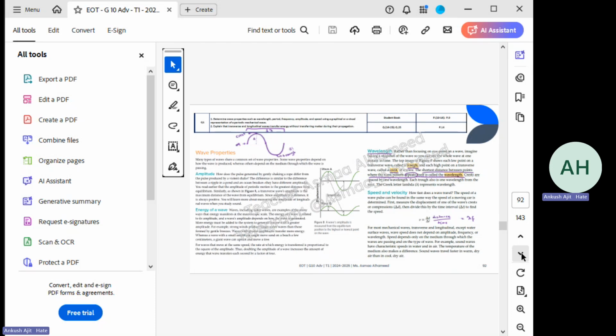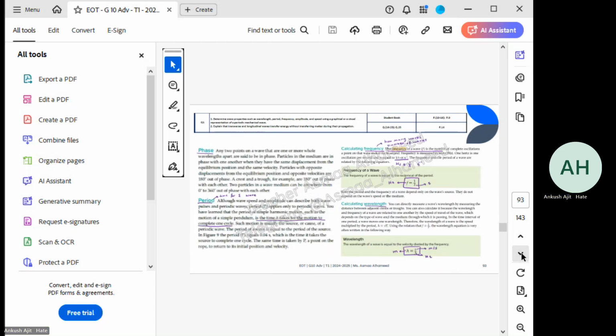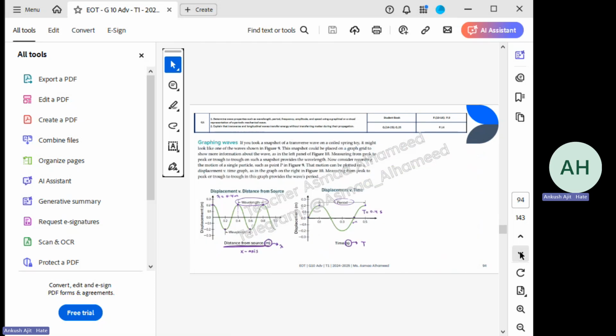Wave properties, this is clear. Wavelength, right? Phase, period, everything. This we have already covered. f equal to 1 by T, lambda equal to v by f. Lambda is in meters, v is in meters per second, and frequency is in hertz. You are clear with this.